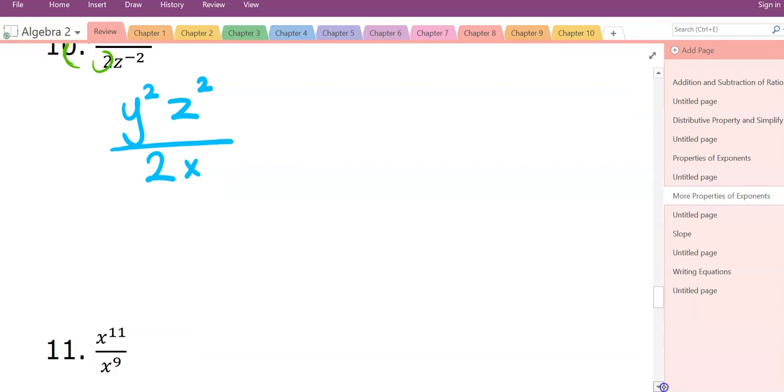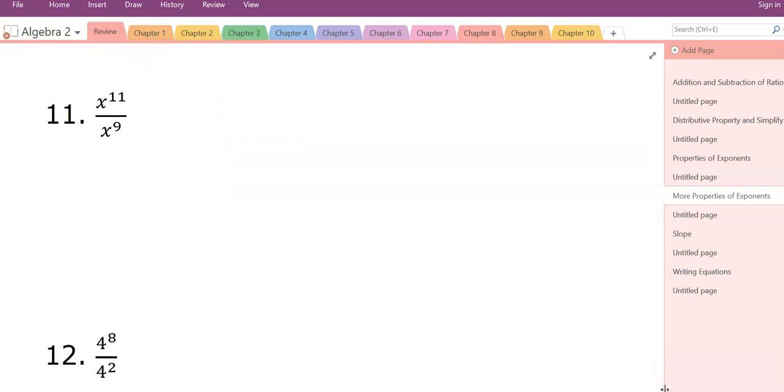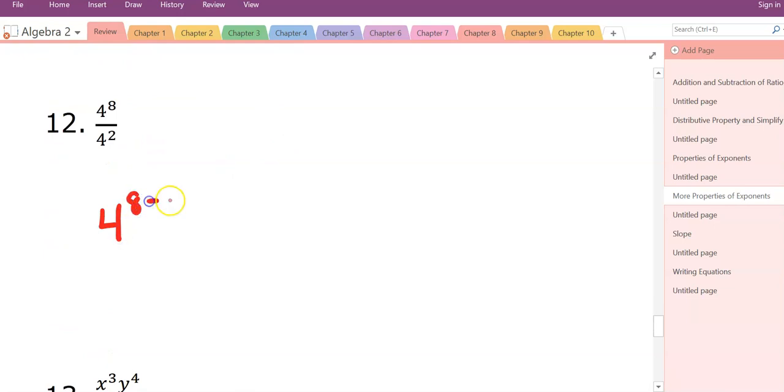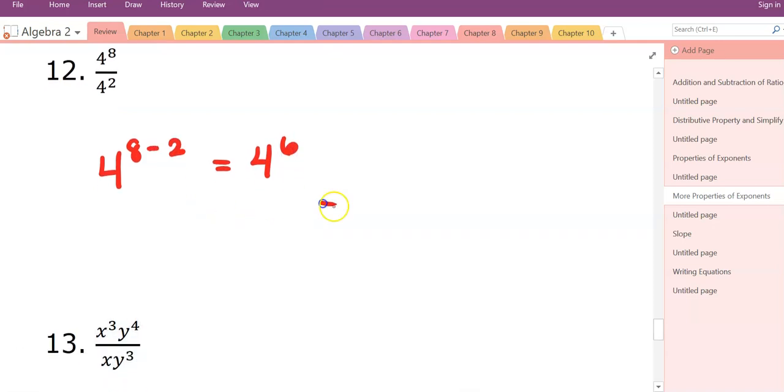Moving on to that second property we talked about, which was the quotient property. This is when you subtract your exponents. So for number 11, we're going to have x to the 11th minus 9 for the exponent there, and we're left with x squared. So for number 12, if you do 8 minus 2, you're going to be left with 4 to the 6th power. And if we evaluate that, we get 4,096.